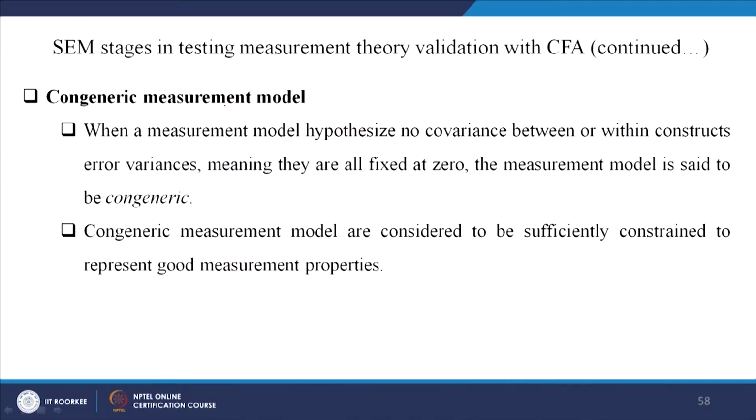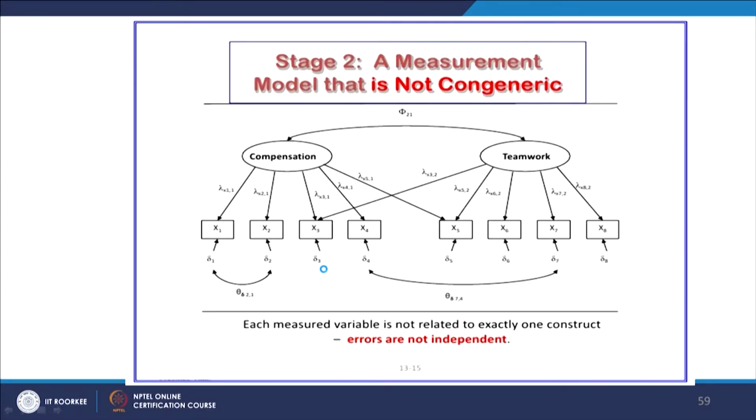Second, the congeneric measurement model. So what does it say? When a measurement model hypothesizes no covariance between or within the constructs' error variances, meaning that they are all fixed at 0, the measurement model is said to be congeneric. Let us understand what it is. Congeneric measurement models are considered to be sufficiently constrained to represent good measurement properties. Now I think I have shown it, yes. Now you see this, each measured variable is not related to exactly one construct, right. So this is not congeneric, remember it. If it had been congeneric, that is a separate thing, we are saying it is not congeneric.